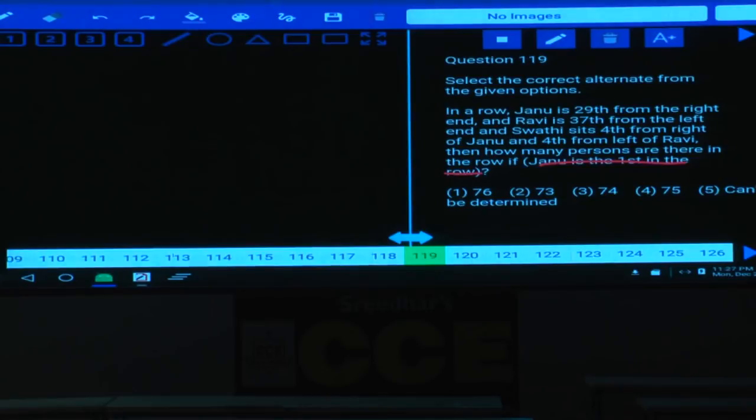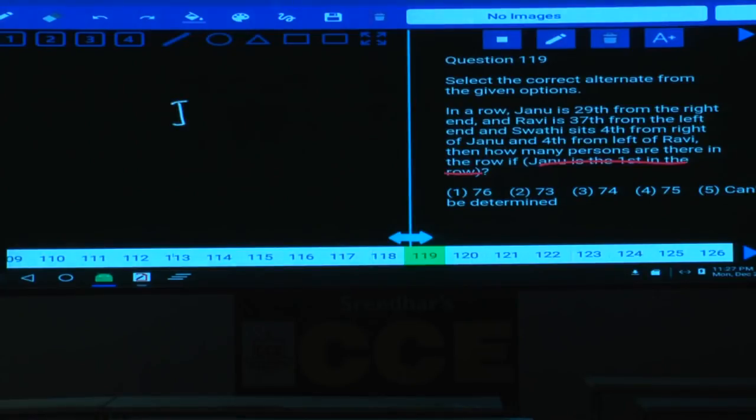Isn't it? Because these days, if you observe from the last 2 years, questions of this type were given for at least 3 marks. A set of 3 marks will be given, certain number of persons in a row, and this comes under that category. Now the question is about how many persons are there in the row. Then Janu is 29th from the right hand.